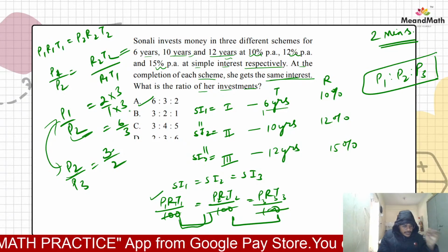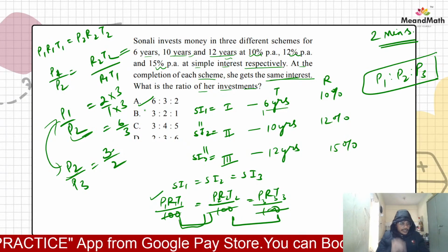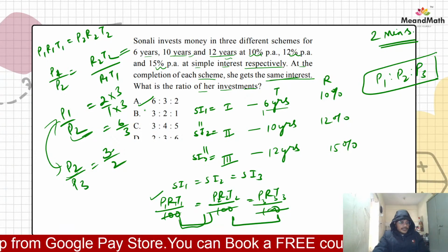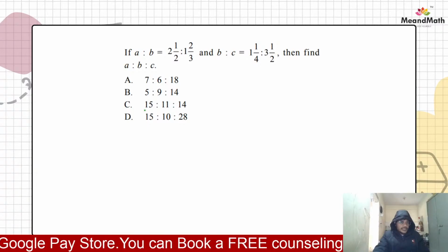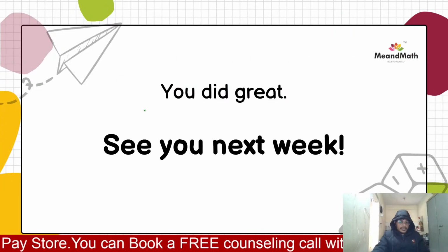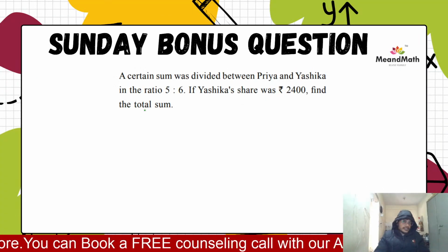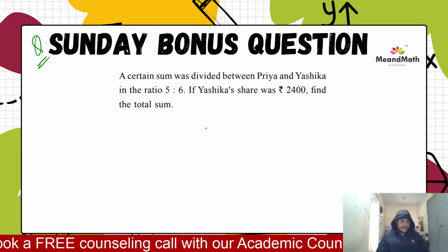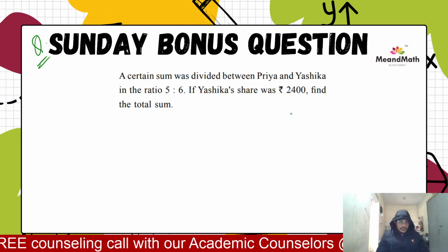So even if you have any doubt now, you can just see the recorded version. Okay, beta? Because see, time doesn't allow us to make any more questions. This is a Sunday bonus question for you all. Take a screenshot of it and do it on your own.